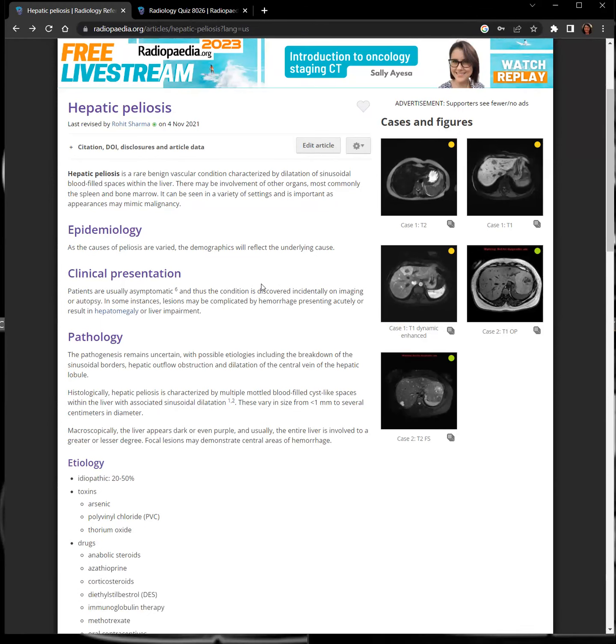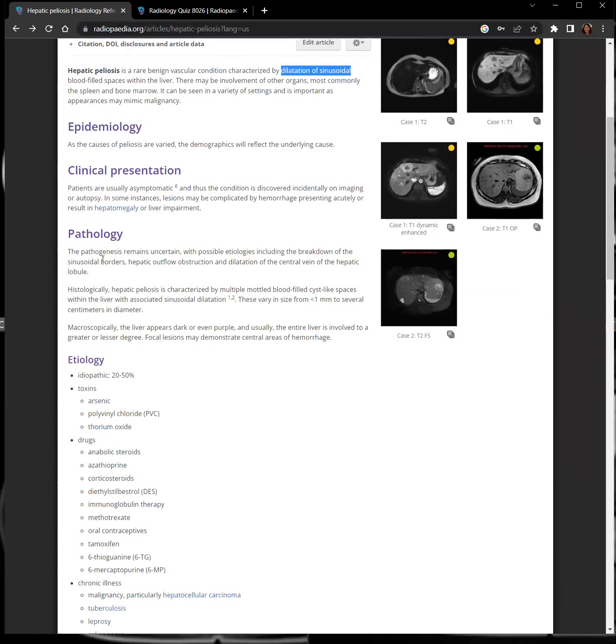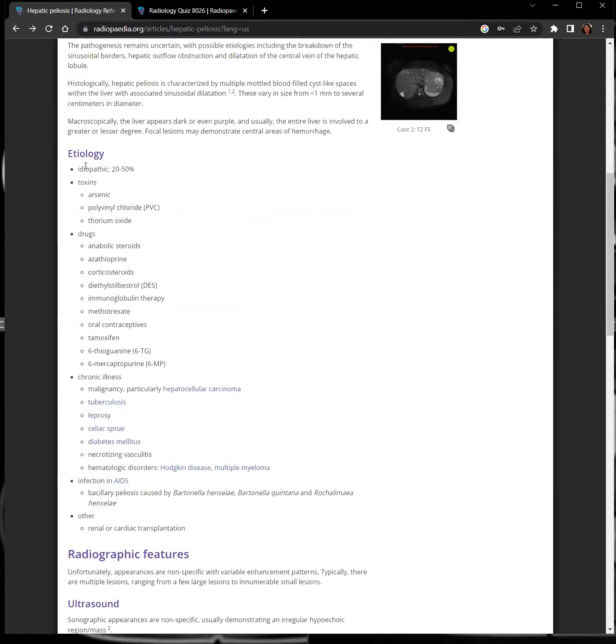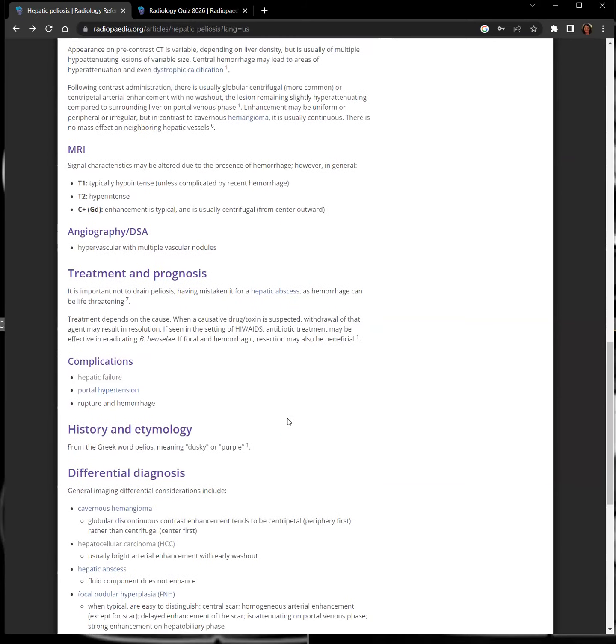It's a vascular sinusoidal vasculation. That's what it is. So you get this sinusoidal dilatation, and so you can get this higher T2 intermediate signal because of the blood-filled spaces. And there's a lot of different causes of it. Here are some causes.